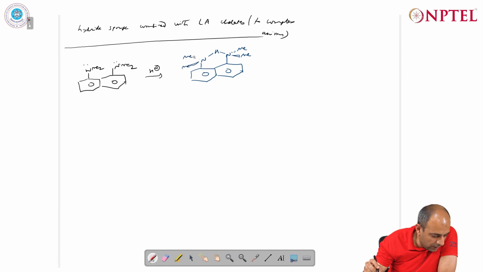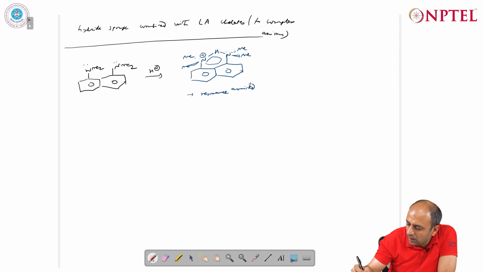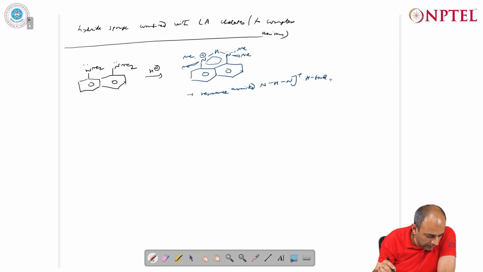So, we have this proton. Now the proton is essentially the positive charge here, and it also interacts with this lone pair. So we have this delocalized system, and we call this a resonance assisted NHN plus hydrogen bond. So the proton is definitely very stabilized in this particular arrangement.